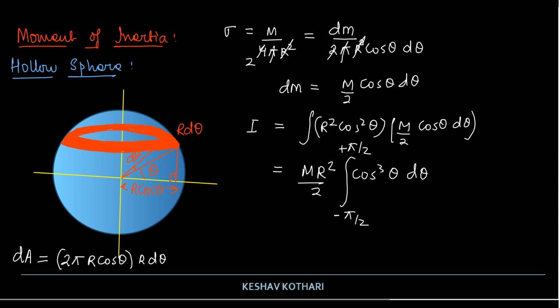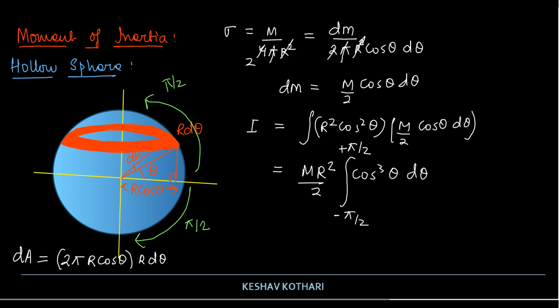Now this is the interesting part, why we are selecting minus pi by 2 to plus pi by 2. Because from here if I go in this direction by pi by 2, then eventually I will be selecting the ring on the other side as well. And if I go plus pi by 2, then also I will end up selecting the ring on the left hand side as well. So that is why the limit of integration is from minus pi by 2 to plus pi by 2. Now the next thing which we are going to do is solve this integral.